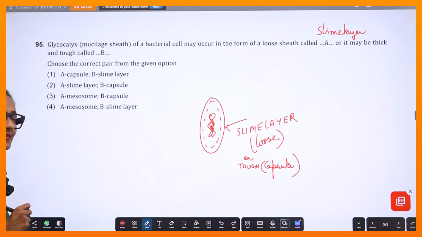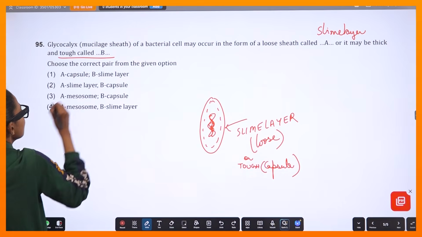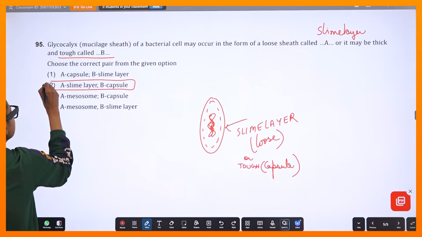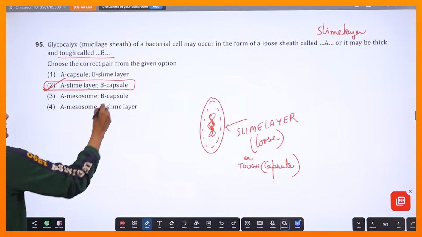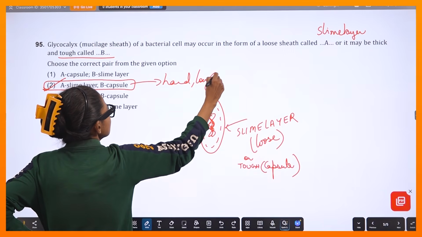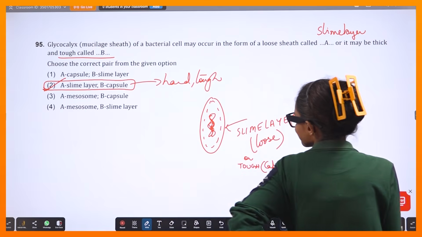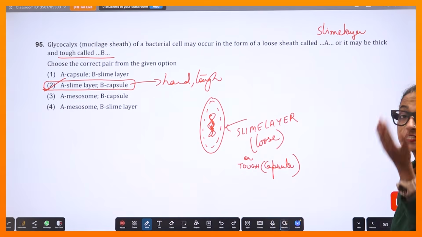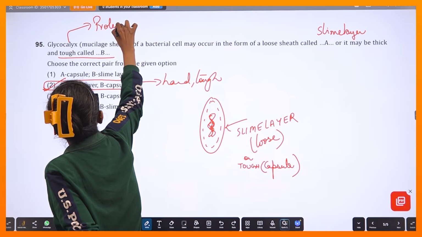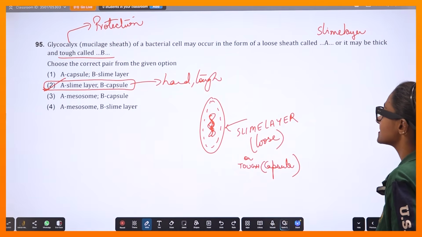Capsule, right? So if it's tough, then it's called a capsule. So, slime layer and capsule. Capsule is hard and tough, and this one is loose, right? Correct. Fine. Glycocalyx is for protection, protection in adverse conditions in bacterial cells, correct?